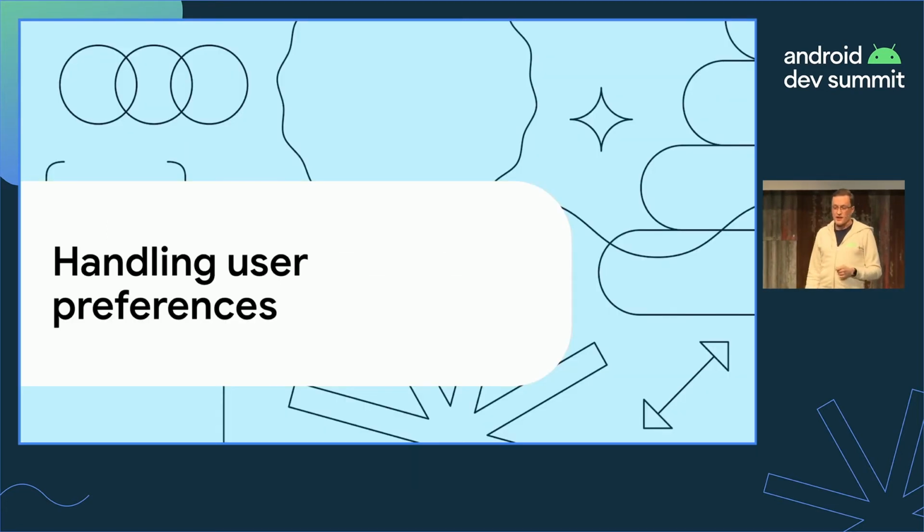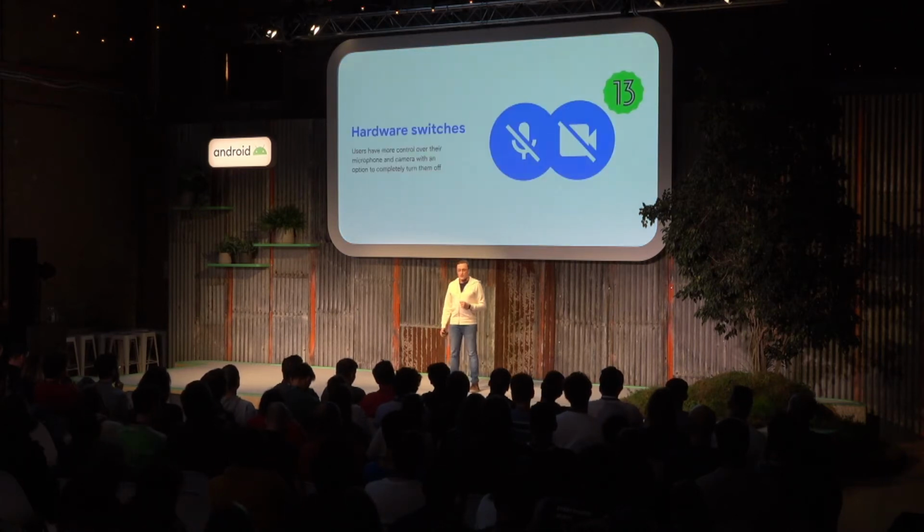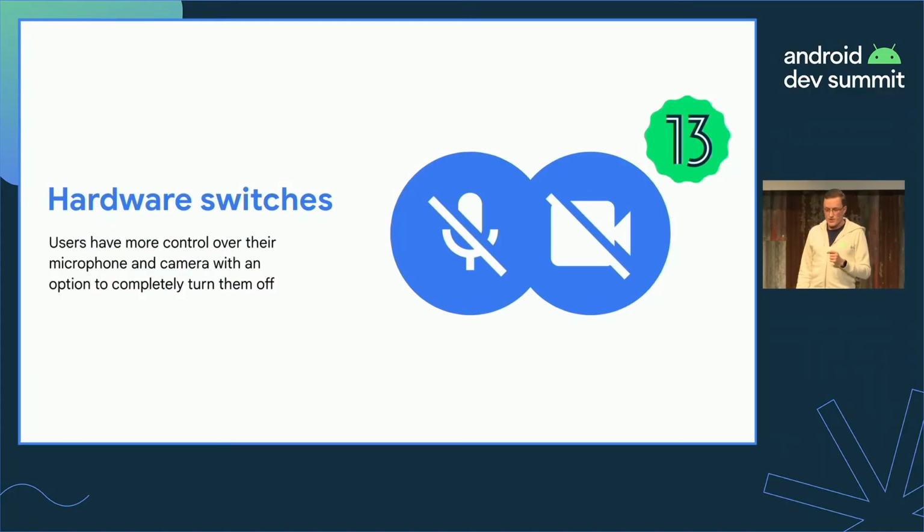Android 12 and 13 offer users more flexibility in their preferences as well. And as an app developer, there are a few great opportunities for you. From Android 13 onwards, the platform supports hardware switches for camera and microphone, allowing users to completely switch them off. Be sure that your app can adapt to your user toggling these switches at runtime.